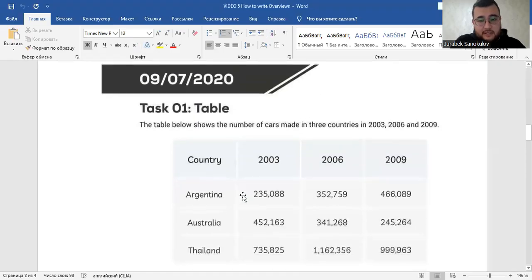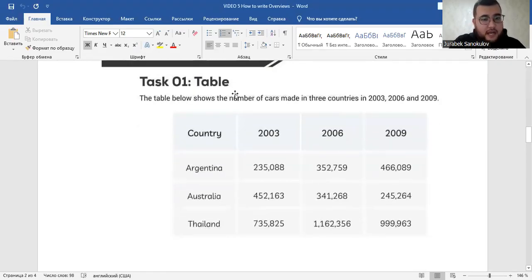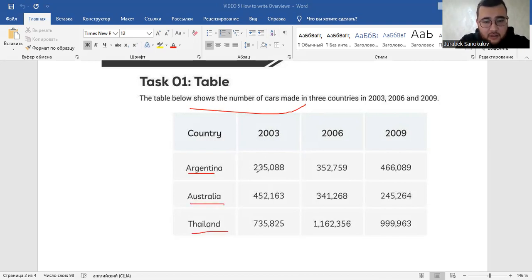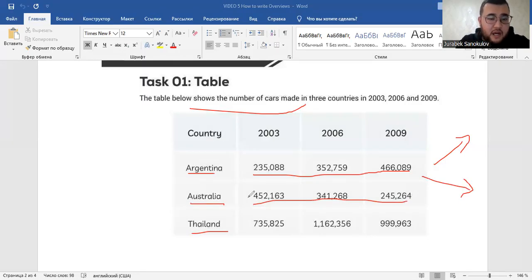So let's look at this small table. I'm choosing easier graphs so that it will be easier to explain them as well. So we have the number of cars made in 3 countries: Argentina, Australia, Thailand. Now, if you look at the general change for Argentina, you will see something. Yeah, so it increased. So the general change is an increase for Argentina. What about Australia? So it decreased.